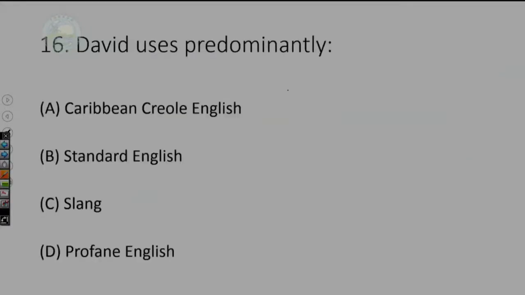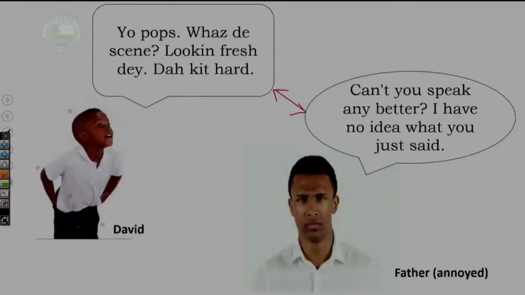First question says, David uses predominantly A, Caribbean Creole English, B, Standard English, C, slang, or D, profane English. Well, I want you to be very careful. Students can make the error of just simply saying, well, David is talking like how we just talk, so it has to be that he's using Creole. But be very careful. We are seeing Creole elements, but there's more to Creole than meets the eye, especially when we look at this here.